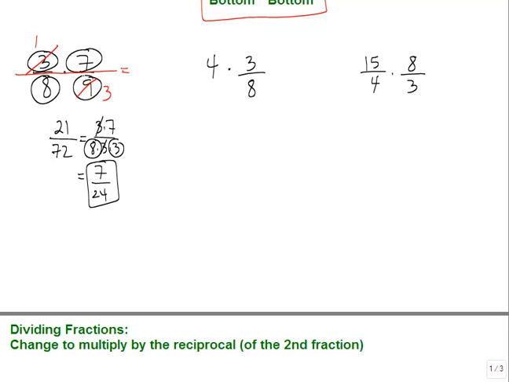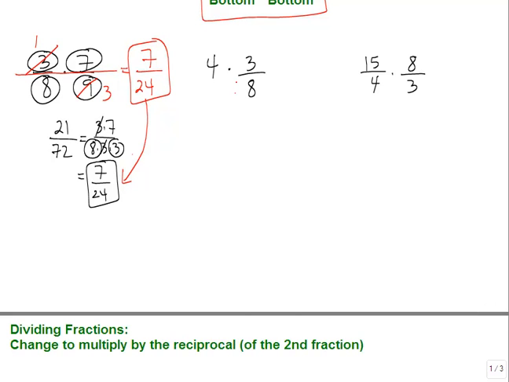So here what I've done is I've reduced first, and now I'm going to do top times top over bottom times bottom. So the top is 7, and the bottom would be 8 times 3, or 24. So it's the same answer that we got down here, just by reducing first and then multiplying. So let's try another example.